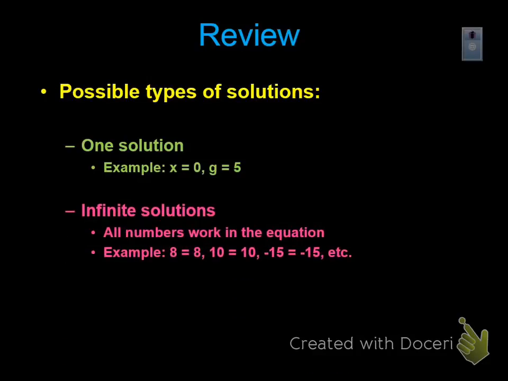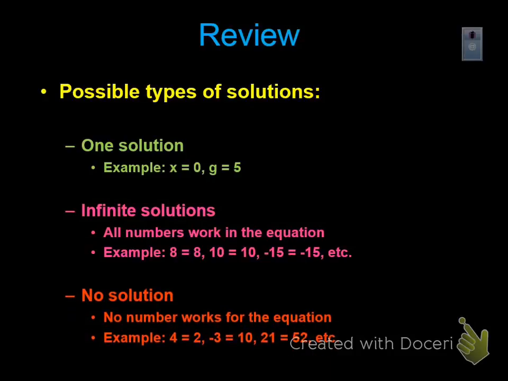We also have multi-step equations that end up with infinite solutions, meaning that every single number works in that equation. There are an infinite number of solutions. For example, in your work, you will end up with a number equal to itself. That tells you it's a true statement. So like 8 equals 8, that's true, so that means all solutions. The variables will cancel out, and then you'll get two numbers equal to itself. So 10 equals 10, -15 equals -15, and so on.